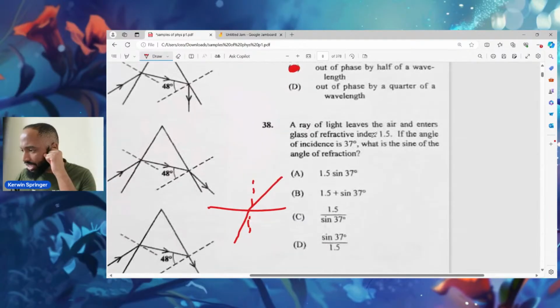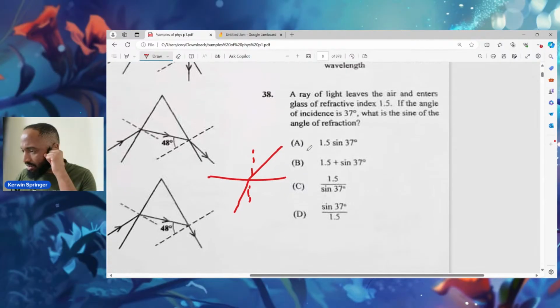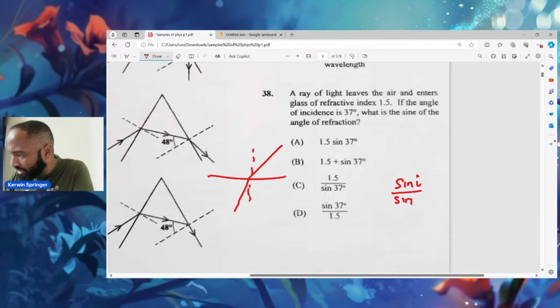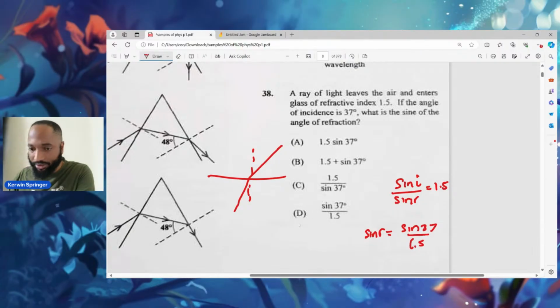A ray of light leaves the air and enters glass of refractive index 1.5. If the angle of incidence is 37, what is the sine of the angle of refraction? So sine I over sine R is equal to 1.5. So sine R is going to be sine I, which is 37, over 1.5. D. I get this one wrong.